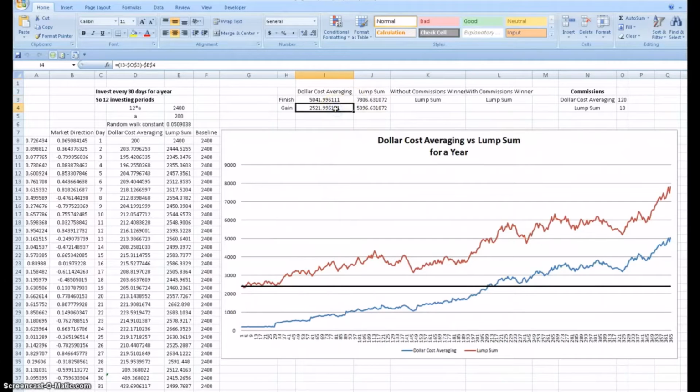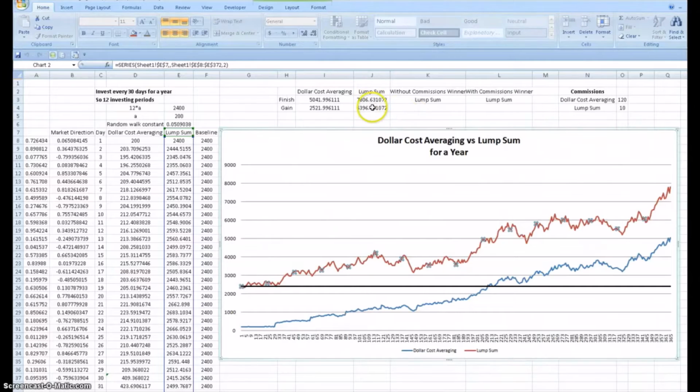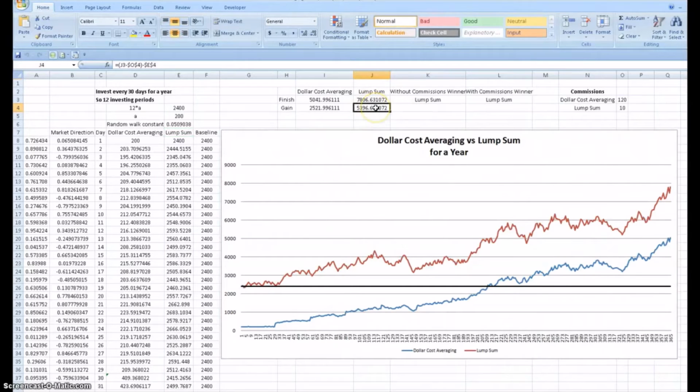So that's a gain of 2,521. Now the lump sum finished at 7,806 all the way out here, right? So that's a gain of 5,396.